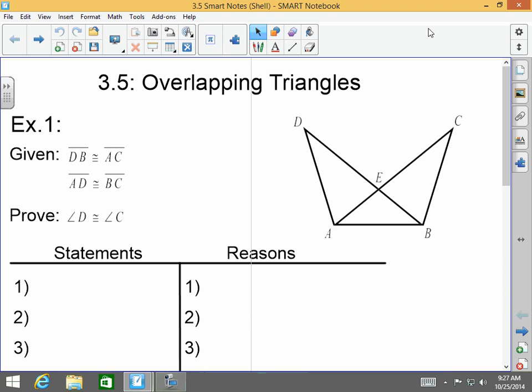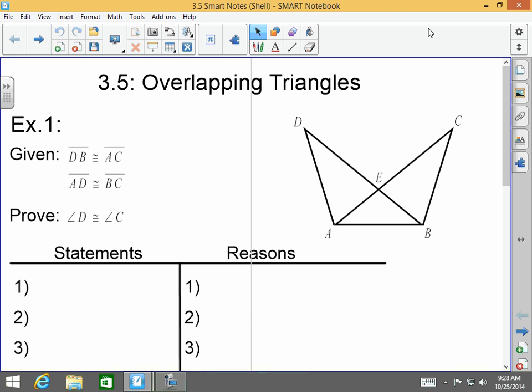So there's not much to learn as far as theorems go in this section. It's just a matter of understanding how to pull out the desired triangles that you want to prove and prove them from there. So let's just start with example number one. In example one, we have here that segment DB is congruent to AC, and that segment AD is congruent to BC, and we want to prove that angle D is congruent to angle C.